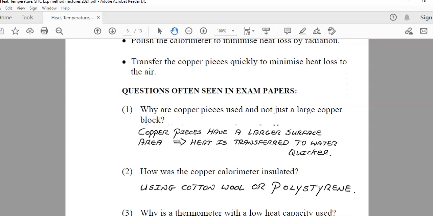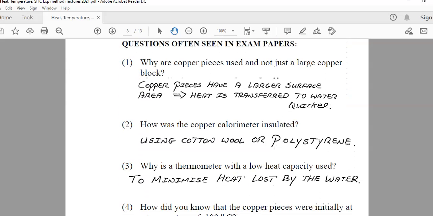Here are just a few little questions I've seen crop up in exam papers, both real exam papers and pre-exam papers. We'll run through them fairly quickly. Why are copper pieces used? Remember when you did this experiment, you actually saw very small copper pieces rather than just one large lump of copper. Well, why copper pieces? Copper pieces will have a larger surface area. That means they will lose heat a lot quicker when you put them into the water. So heat is transferred quickly to the water. That, of course, minimizes any loss to the surroundings, to the air.